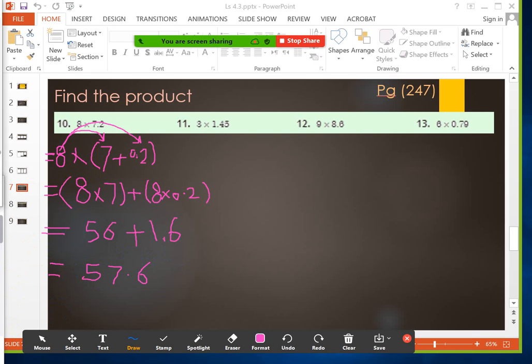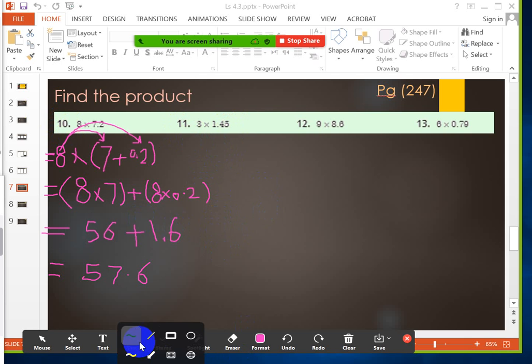Let's choose Almas. Please open your mic and let's multiply number 11: 3 multiply 1.45. Yes, teacher, do you hear me? Yes, I can hear you. Now I want to multiply 3 with 1.45 to find the answer. Of course, this is the answer for number 10. Okay, girls, now what about 1.45 multiply 3?